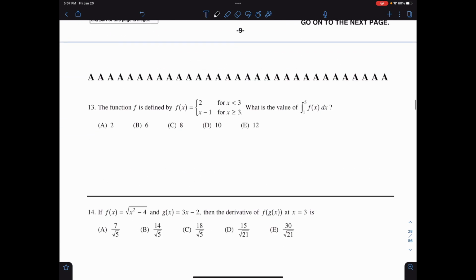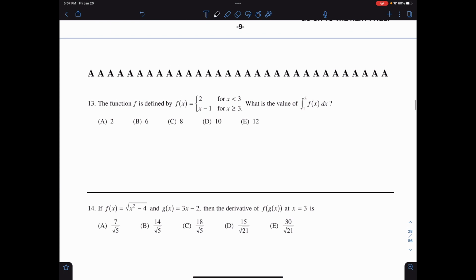Okay. Now on to 13. The function f is defined by f of x, which is a piecewise function. What is the value of the integral from 1 to 5 of f of x dx? So we start by splitting this integral using the piecewise function.